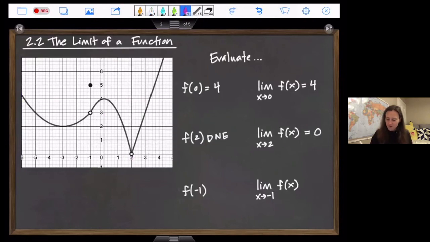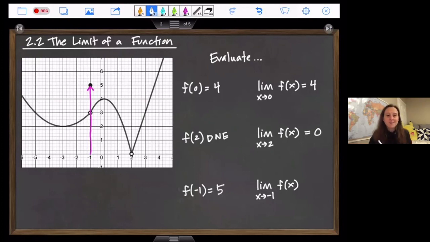When I'm evaluating f of -1, I'm going over at -1 and I'm saying, what's the y coordinate at -1? Remember that we're going to pass right through this phantom point, and we don't find anything of substance until we get to that point at y equals 5. So the function value is actually equal to 5.